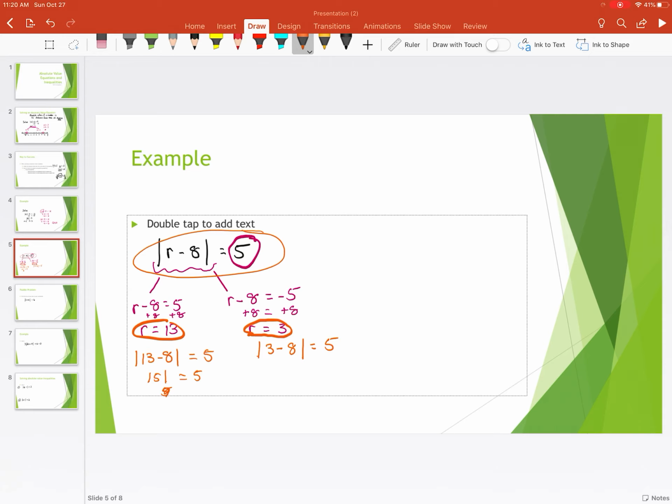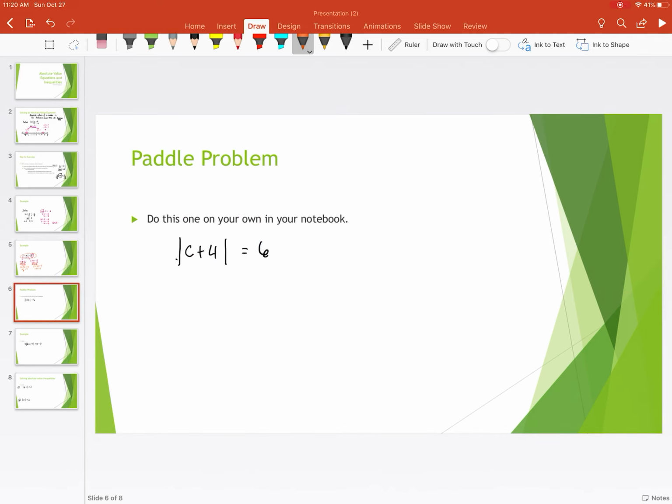And notice that I'm substituting these values back into the original equation. We don't substitute into our derived equations. We substitute them back into the original equation. So here I get absolute value of negative 5, and yeah, we happen to know, because we're smart cookies, that absolute value of negative 5 is 5.